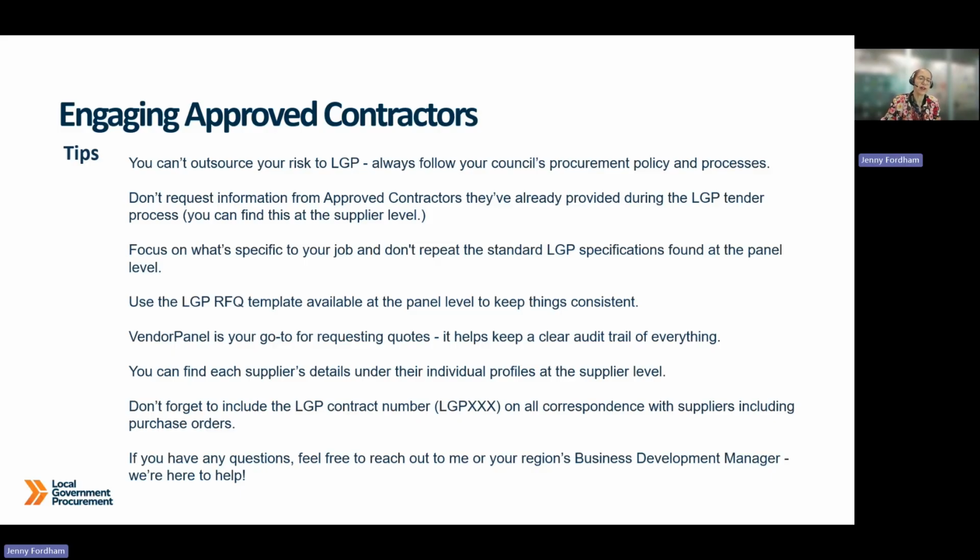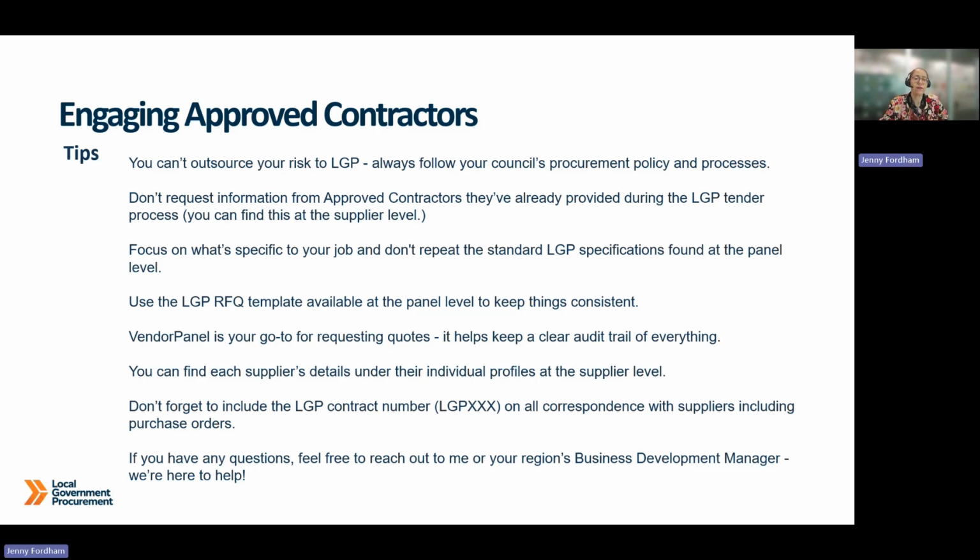Engaging approved contractors. Tips. You can't outsource your risk to LGP. Always follow your council's procurement policy and processes. Don't request information from approved contractors they've already provided during the LGP tender process. You can find these at the supplier level. Do focus on what's specific to your job and don't repeat the standard LGP specifications found at the panel level. Use the LGP RFQ template available at the panel level to keep things consistent.